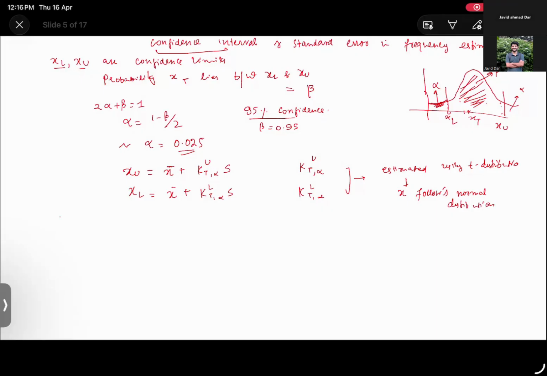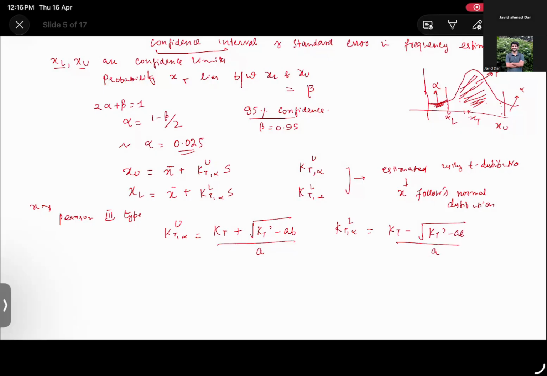However, in case of Pearson, let's say your x follows Pearson 3-type distribution, then this Kt alpha of U is estimated as Kt plus under root of Kt square minus AB, divided by A. Kt alpha of L is defined as Kt minus under root of Kt square minus AB, divided by A, where A is written as 1 minus square of Z alpha divided by 2 into N minus 1, and B is Kt square minus Z alpha square upon capital N.